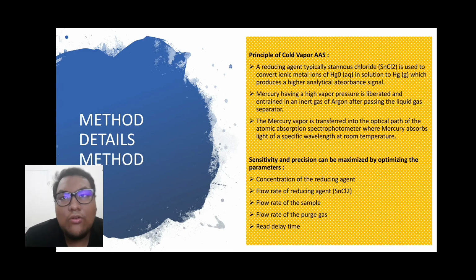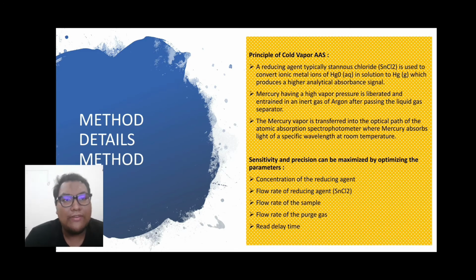Other than that, we know that for mercury, we use an alternative absorption technique such as cold vapor atomic absorption spectroscopy or CVAAS, because it is a very sensitive method for mercury determination. This is because mercury determination through flame atomic absorption spectroscopy will only give rise to very poor sensitivity. So we have to use CVAAS for mercury.